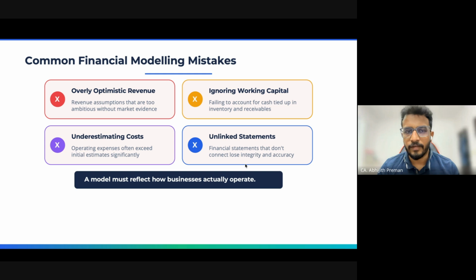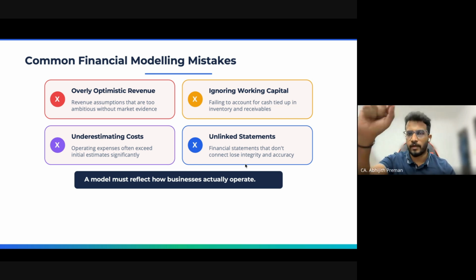Then unlinked statements: financial statements that don't connect lose integrity and accuracy. So this is another problem. People come up with hard-coded numbers in the financial model. This should always be formula linked, and when you're creating an Excel or Google Sheet, it should always be linked to your drivers. When you change one thing in one place, it should change automatically in every sheet. Only then can people work out scenarios.